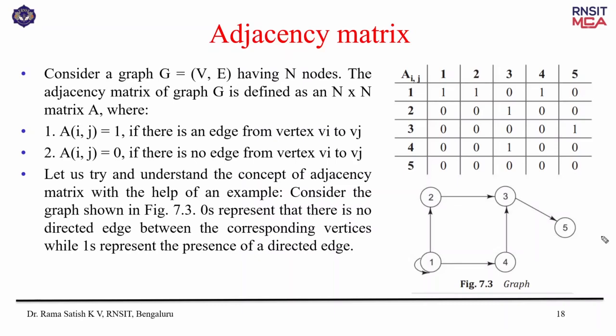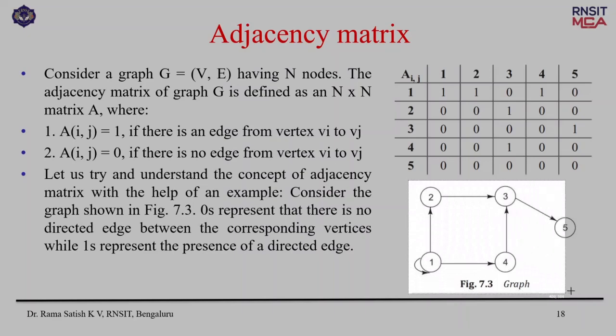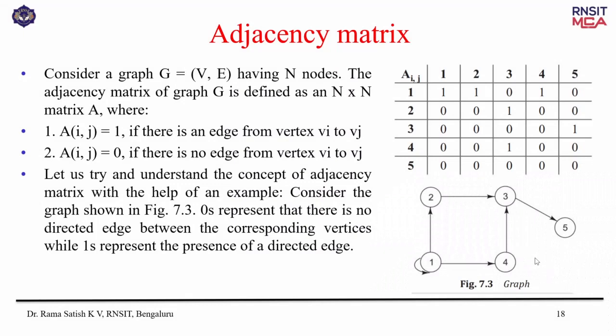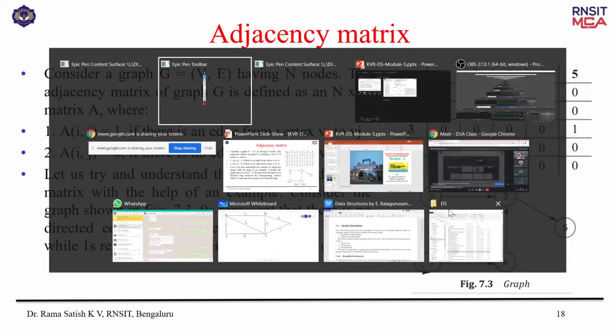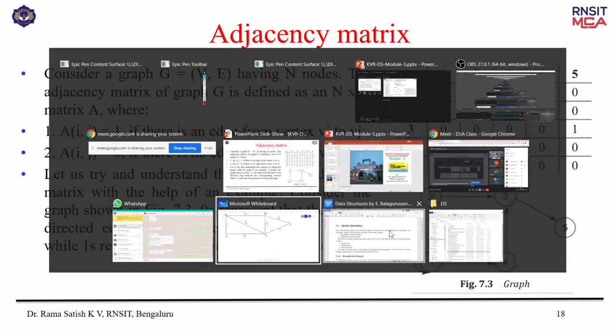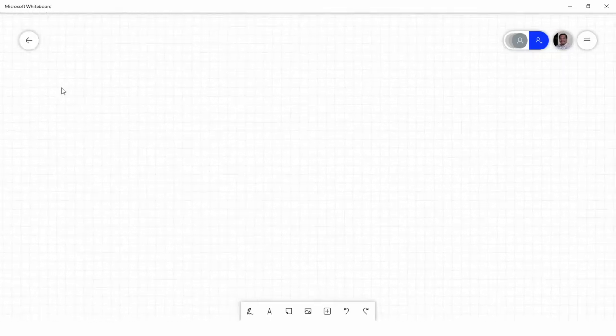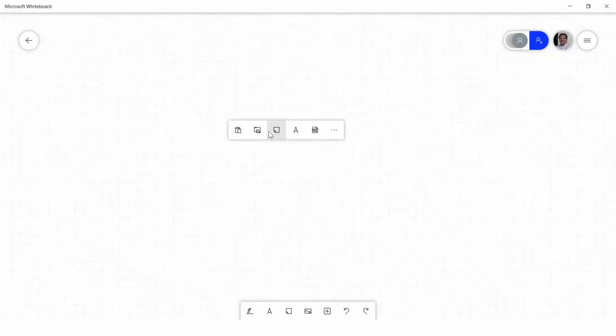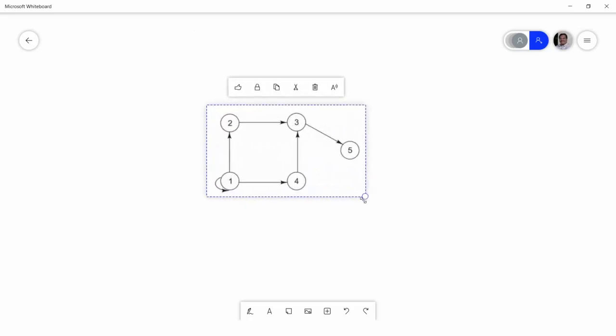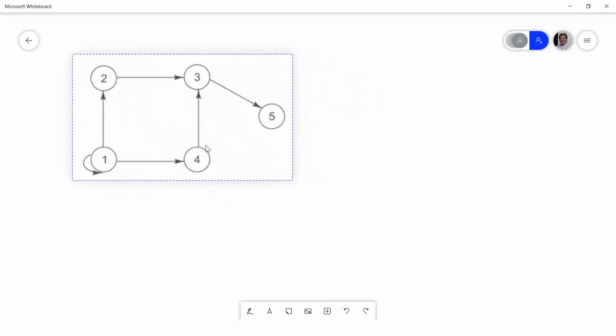Okay, let us take the same graph. I'll take one snap of it. Let me copy it and go to another tool called Google Whiteboard, Microsoft Whiteboard. Here I move the board and paste that image. Yes, I have got it. So now we will write an adjacency matrix for this.